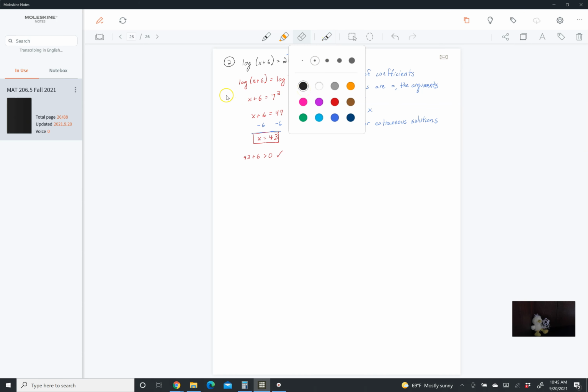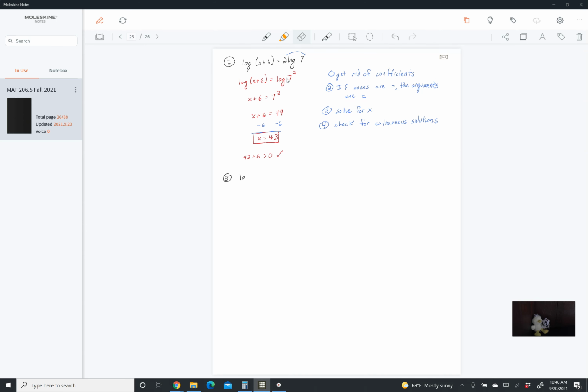Okay, let's try one that's a little bit different. Because these are pretty straightforward, right? Get rid of your coefficients. You can set the arguments equal to each other. And almost always you're going to have some sort of linear equation. Okay. The next one. And we're going to be doing a lot of these.